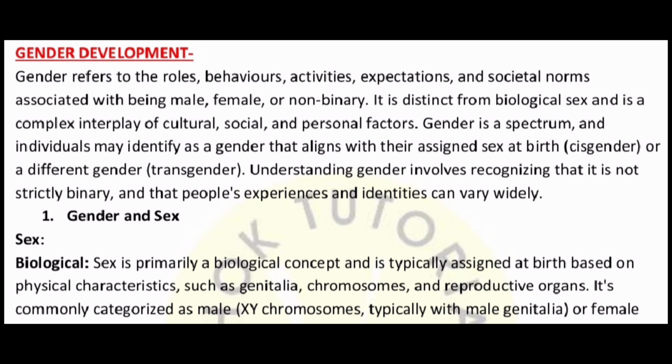So gender is a spectrum, and individuals may identify as a gender that aligns with their assigned sex at birth, or a different gender, transgender. Understanding gender involves recognizing that it is not strictly binary and that people's experiences, abilities, and identities can vary widely. So what does it say? When we write exams, you see that there are male, female, and other gender or transgender options also. Biologically, those are the sexes to which human beings or animals belong.